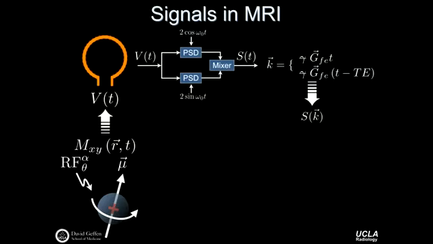So the next step, like I said, is how do we go from a time-based signal to a k-space signal? And the principal mapping between those two spaces, if you will, is through the gradients. The gradients are what map us from a time-based signal into a k-space signal. So we have to know what the applied gradients are.